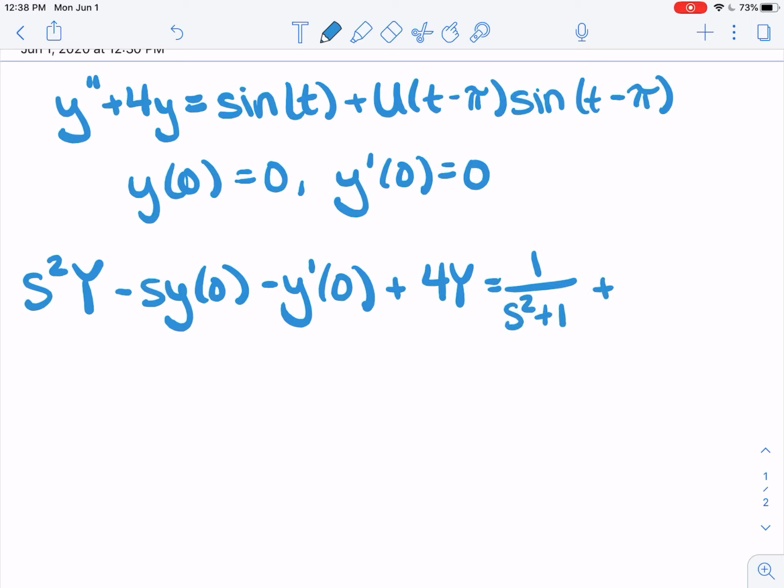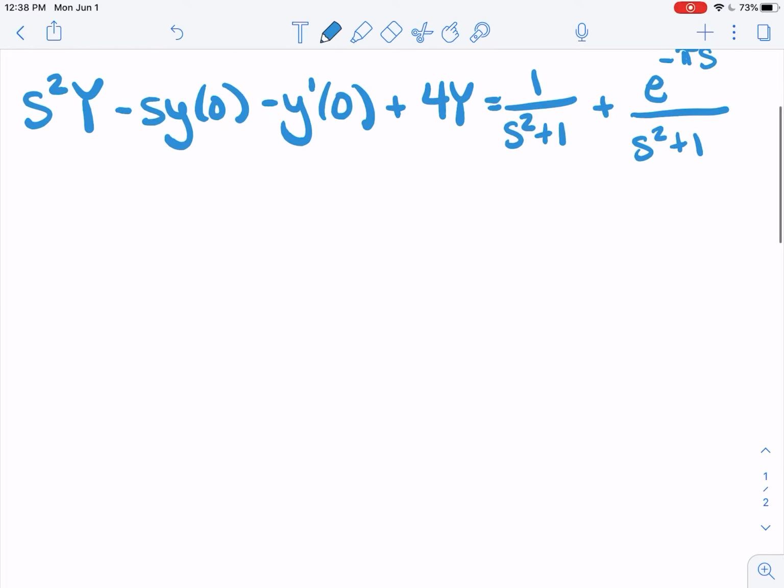And the Laplace transform of this step function, now this is a good news step function. Good news in the sense that the function itself that's multiplied by the step function is shifted by the same amount as the step function. That means we can use line 5 in the Laplace transform table directly. And that gives us e to the minus pi s over s squared plus 1. You can think of that exponential as coming from the step function, and then we have the 1 over s squared plus 1 from the shifted sine function. So there's our Laplace transform.